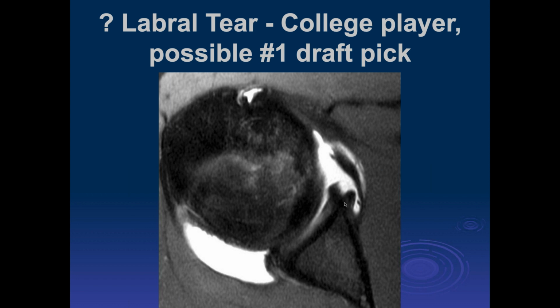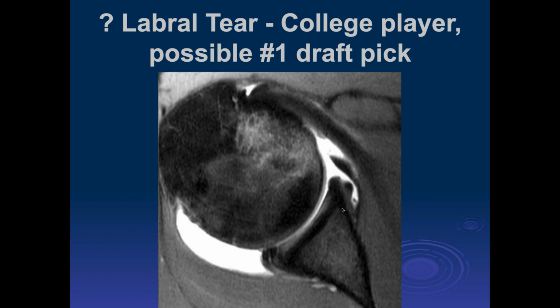And so the team that had the first round pick at this time was refusing to think about drafting him because this was called a labral tear. And they didn't want to spend their number one draft pick on someone who was injured, maybe later down. So by reviewing this and seeing that this is just normal anatomy and some minimal irregularity of the labrum, he then went and was drafted as a number one draft pick in the NFL.